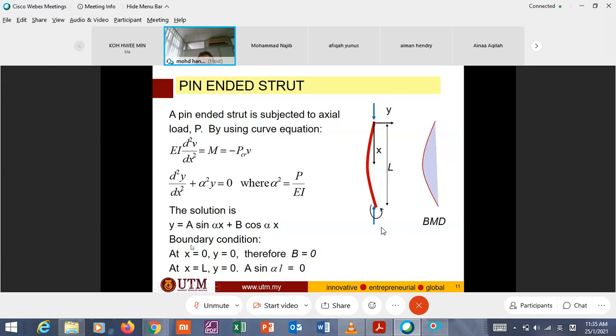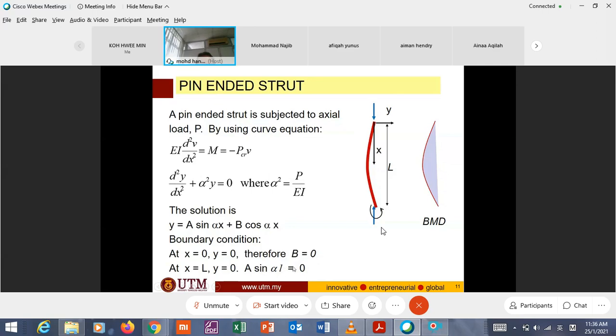Okay, boundary condition. At x equal to 0 here, y equal to 0. Therefore, B equals 0. You substitute x equal to 0 here and y equal to 0. You'll find that B is equal to 0. And now the second boundary condition, x equal to L. When x equals L here, again y equals 0. Therefore, A sine alpha x equals 0.